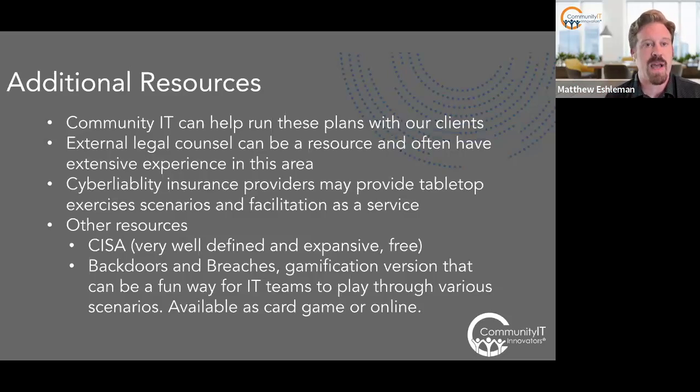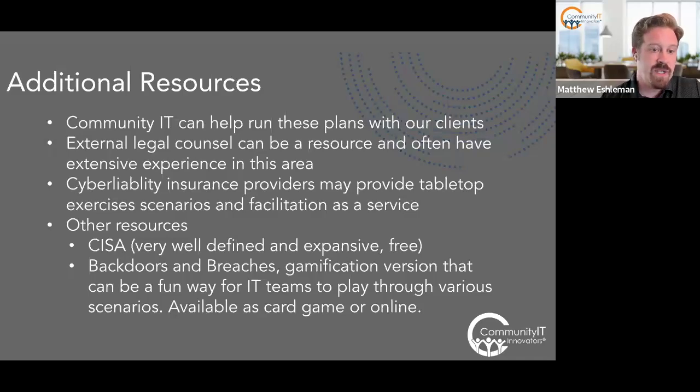Again, some of the best tabletop exercises that I've been a part of, I did not lead, but was a participant in, led by legal counsel, because this really involves the entire executive leadership of the company, and they have that external gravitas that can be really helpful in these scenarios. Again, take advantage of your cyber liability insurance providers. They may provide this as a service, or they may have some resources and toolkits available to help you get started and make that a really meaningful and productive time together.